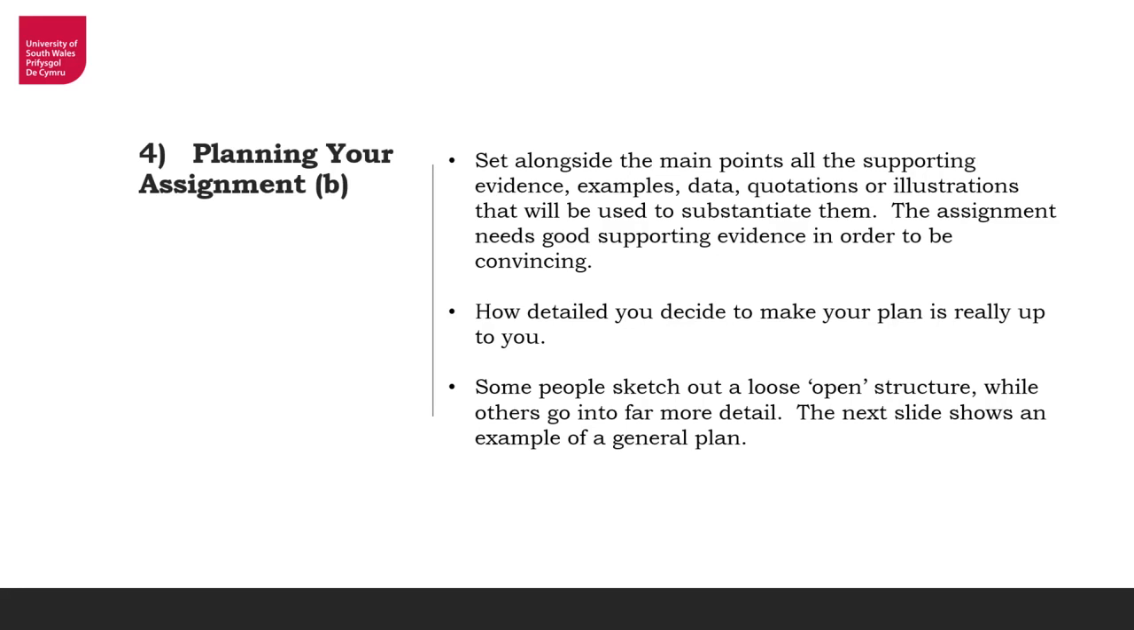How detailed you decide to make your plan is really up to you. Some people sketch out a loose open structure, whilst others go into far more detail. The next slide shows an example of a general plan.